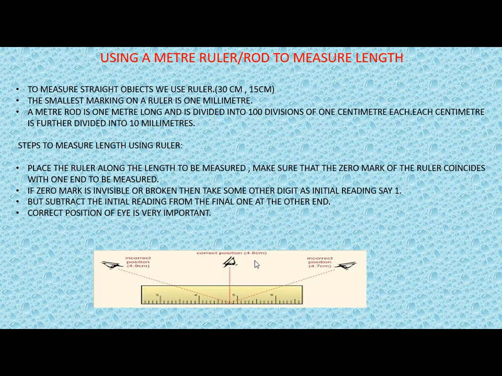So if a person gets a reading by putting his eye in a slanting position, then an error will be generated, because you will not get the correct result, and such error is called parallax error. So one should always make a point to put the eye in the correct position while taking any measurement, and you should always keep this in mind whenever you do any physics experiment in the lab.